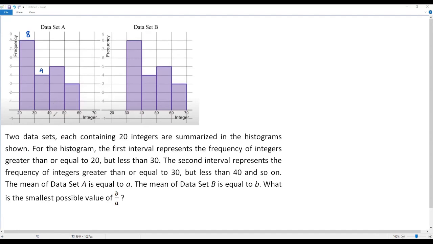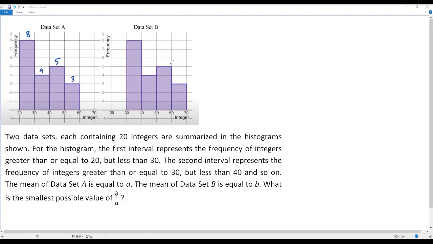And also the same thing we have to consider for other intervals as well. So in this interval, we have to take values from 40 to 49, that is less than 50. So we have 5 integers in this interval. The possible values for these 5 integers can be 40, 41, 42 up to 49. And here in this interval we have 3 integers.